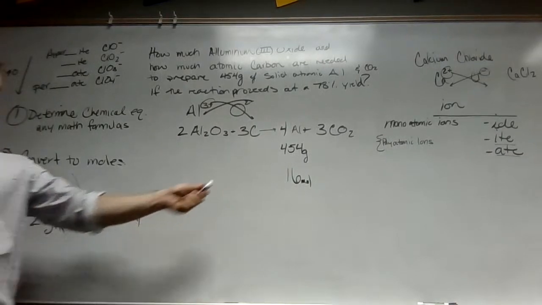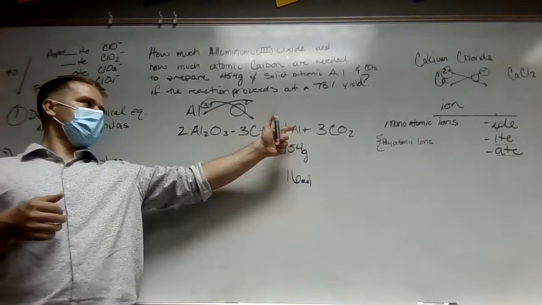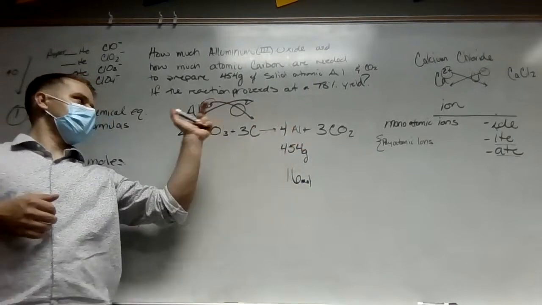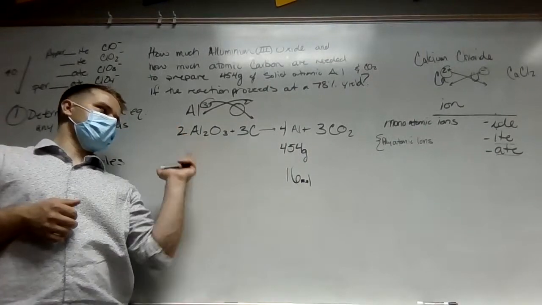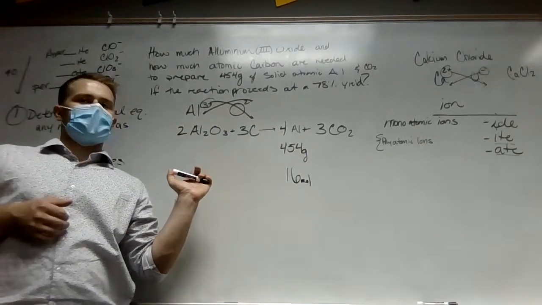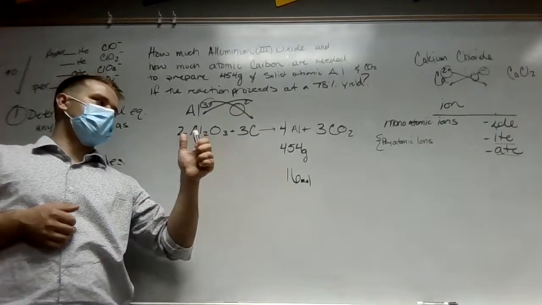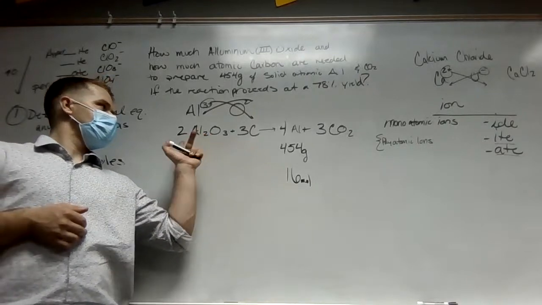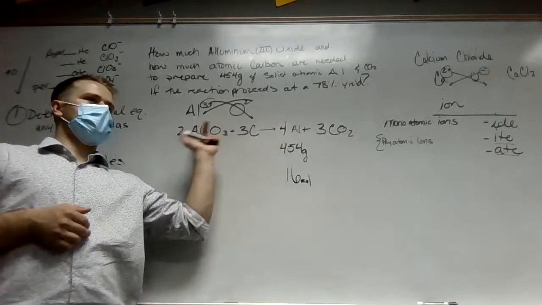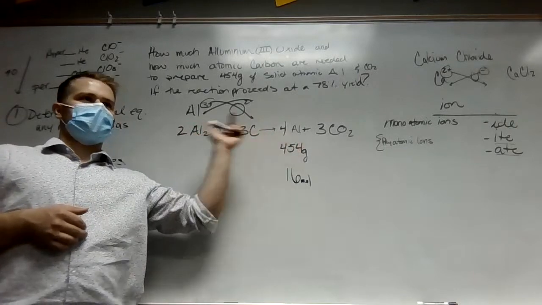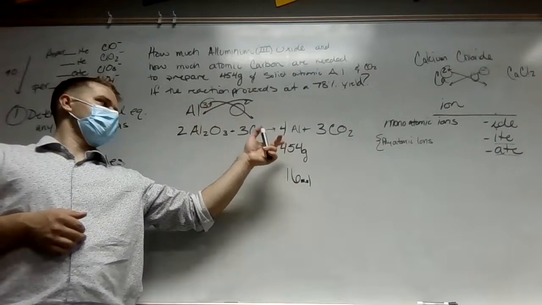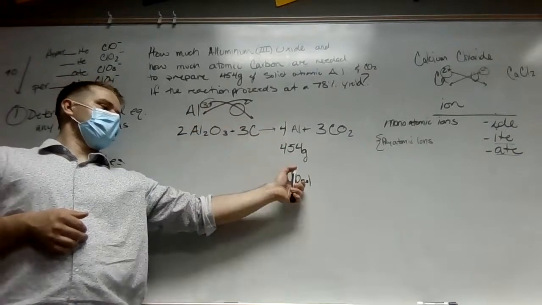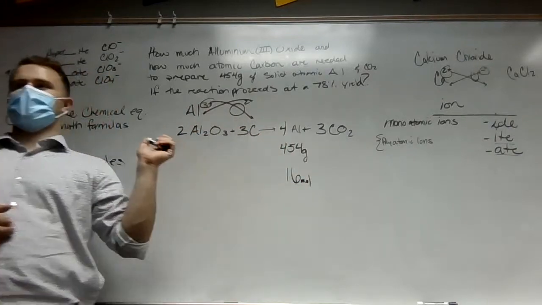So aluminum, we're going to make 4 aluminum for every 2 aluminum oxide that we have. So if this reaction were to proceed efficiently at 100% yield, what's that mean? Going from 2 to 4. What does that mean? Doubling, right? So if we're making 16, how many must we have started with?